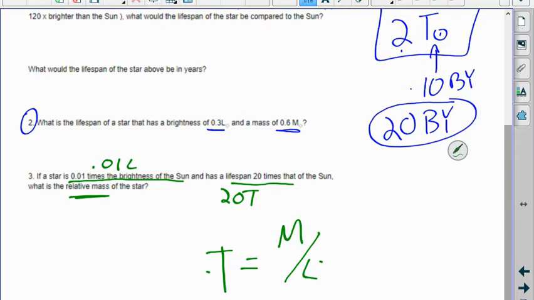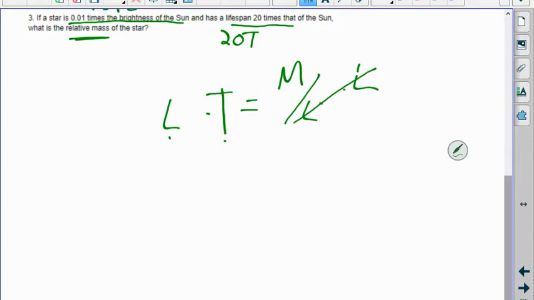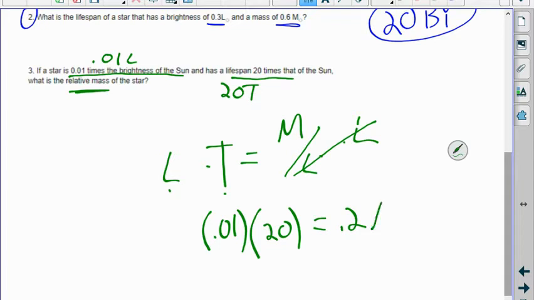So in algebra, if I wanted to get rid of this L at the bottom, I'm going to multiply both sides by L. And if I do that, the L's cancel out here, and I'll have that the mass is equal to the luminosity times the lifetime. So then I just plug in my numbers. The luminosity was 0.01. The lifespan was 20. So I just get 20 times 0.01 equals 0.2, 0.2 M. So it's 1/5 the mass of our sun. That's all that's saying, 0.2 M.